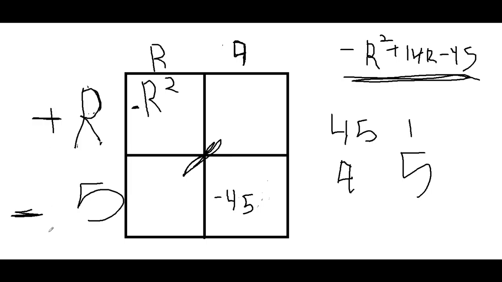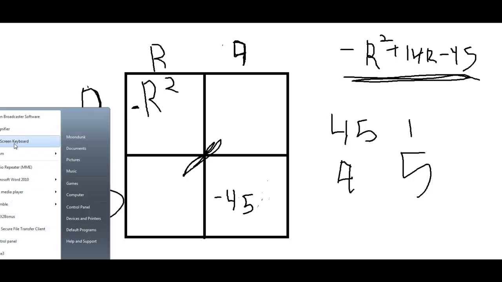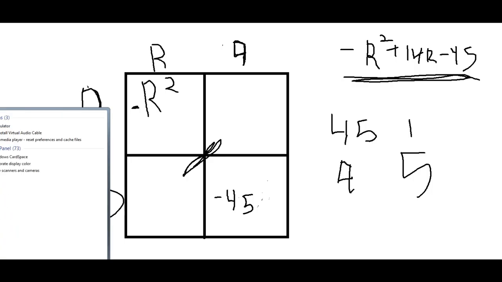Change everything. You make that a positive r, and you make it a negative 14r plus 45. I changed the r to a positive. I forget how it's done, but I know it's done that way. You make the negative r squared into a positive, and then it makes r squared minus 14r plus 45. I forgot how you do that, though.